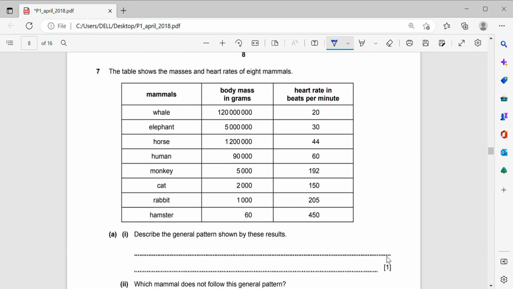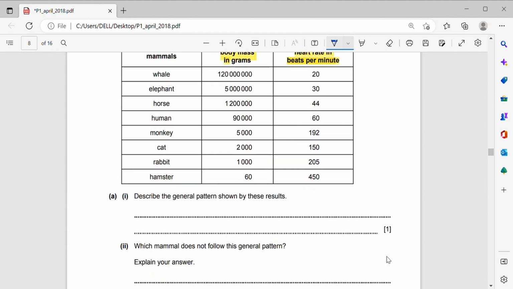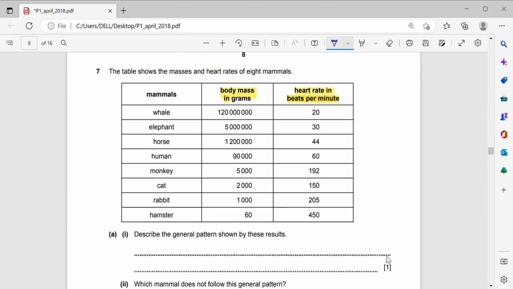Question number 7. The table shows the masses and heart rates of 8 mammals: whale, elephant, horse, human, monkey, cat, rabbit, and hamster. And these are the body mass in grams, and here we have the heart rate per minute. Describe the general pattern shown by these results. Let's take a look at the results here. Here, what's happening to the heart rate from up to down? The heart rate increases as we go down. So as we go down, the heart rate increases.